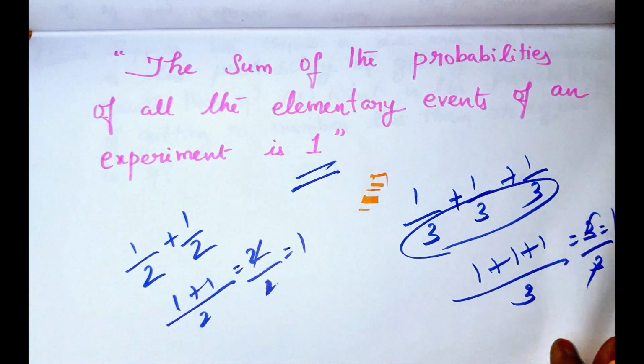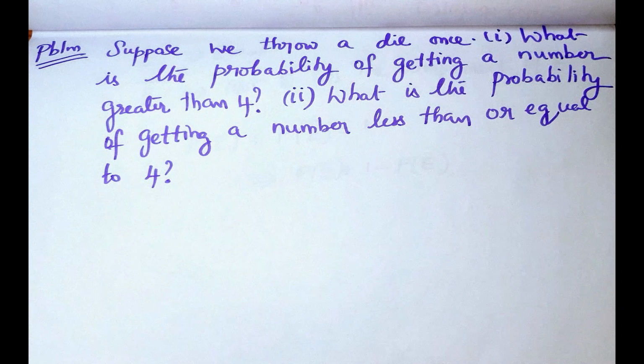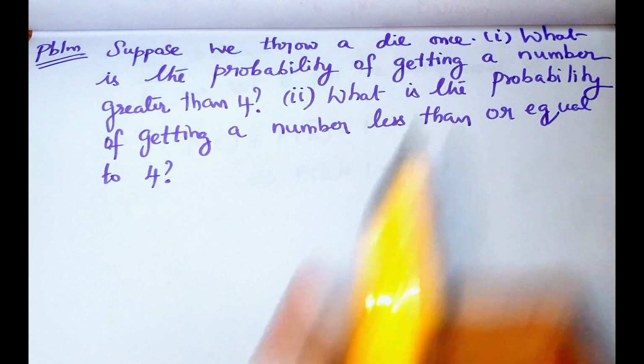Is it clear? Okay, the next problem: suppose we throw a die once. What is the probability of getting a number greater than 4? What is the probability of getting a number less than or equal to 4?